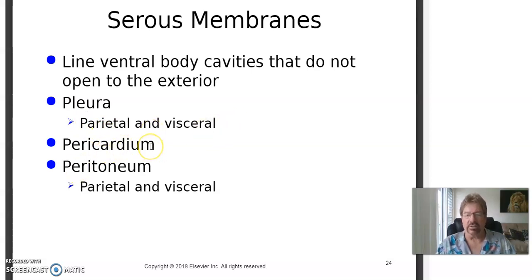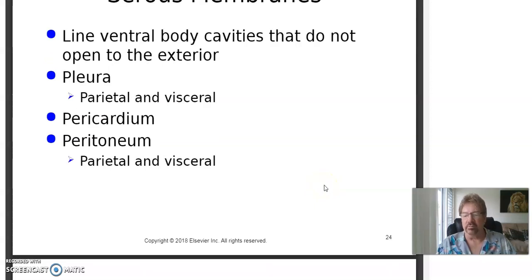Pericardium, the heart has a sac around it. That's what it's called. Peri means around. Peritoneum is in the abdominal cavity, parietal and visceral peritoneum. Pleura's lungs, peritoneum is the abdominal cavity.